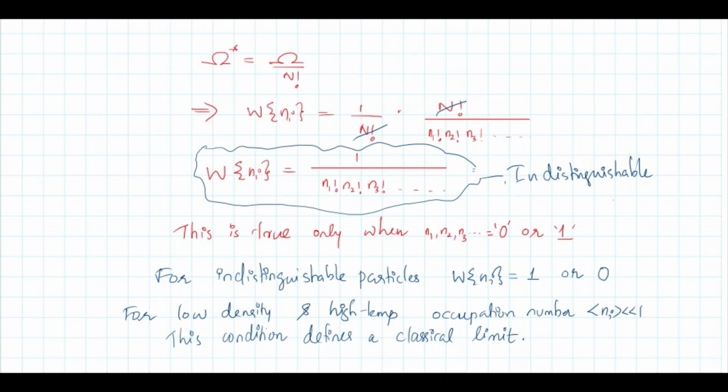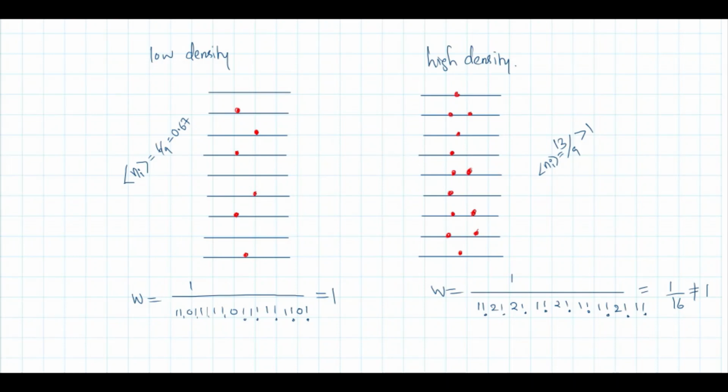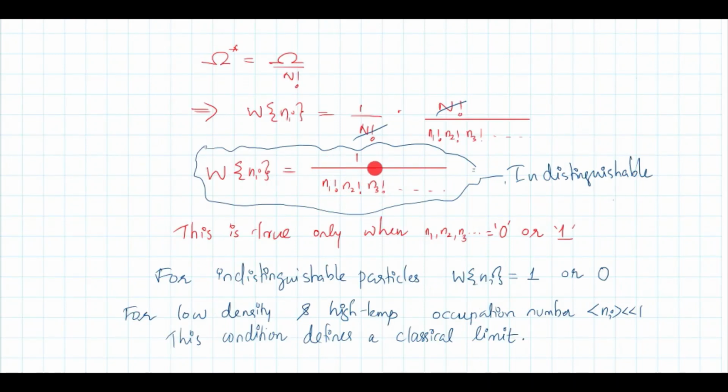So what is our claim? For low density and high temperature, this equation can apply. Because if the density is very low, a maximum of one particle will sit in a level. So these numbers n1, n2, n3, etc. will be a maximum of 1. If the density of particles is more, one level can be occupied by more than one particle. Then this will go wrong. So we can safely use this expression 1 by n1 factorial, n2 factorial, n3 factorial, etc. at high temperature and low density, or when the occupation number is very much less than 1.